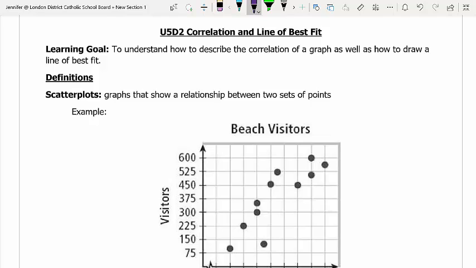Unit 5, Day 2, Correlation and Line of Best Fit. So the learning goal for today's lesson is to understand how to describe the correlation of a graph. So what words can you say about what you see on a graph? And then also I want to teach you guys how to draw a line of best fit on a graph.